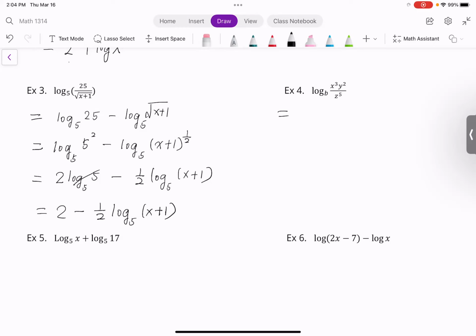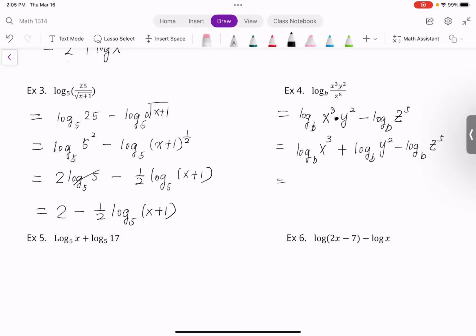We have log base b of x cubed times y squared divided by z to the fifth. So top and bottom can be separated. Log base b of x cubed y squared, this is multiplication, minus log base b of z to the fifth. Then this is multiplication, I can separate them. That's log base b of x to the third plus log base b of y squared minus log base b of z to the fifth.